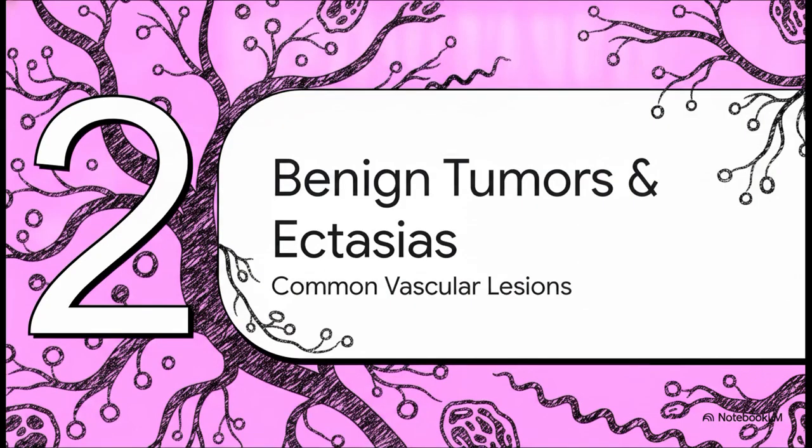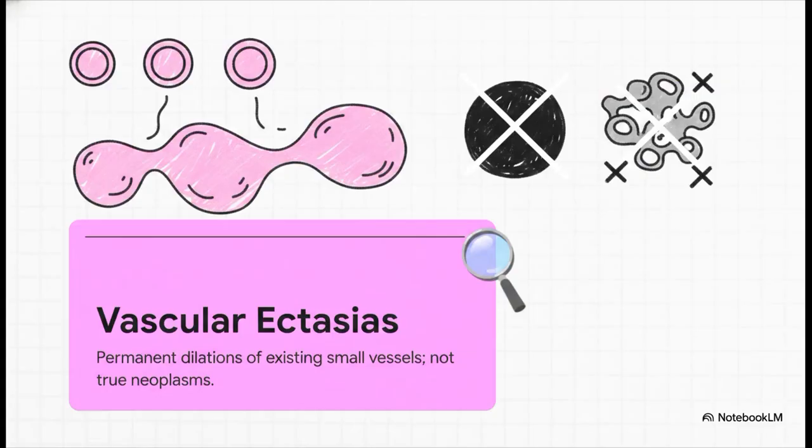All right, moving on to Section 2, benign tumors and ectasias. First up are vascular ectasias. Now, it's absolutely crucial to remember that these are not true neoplasms. They aren't newly grown abnormal tumors at all. By definition, they are just permanent dilations of pre-existing small vessels, your capillaries, venules, and arterioles. Basically, the existing vessels just lose their normal tone and stretch out permanently.